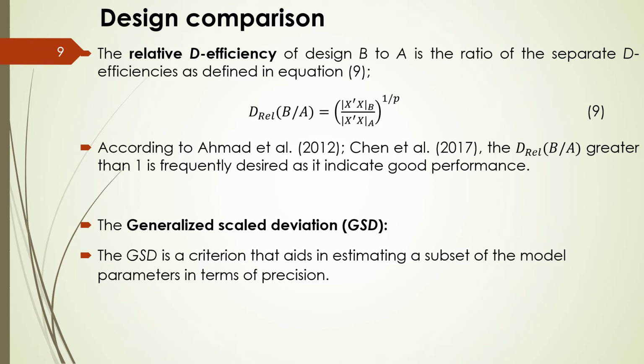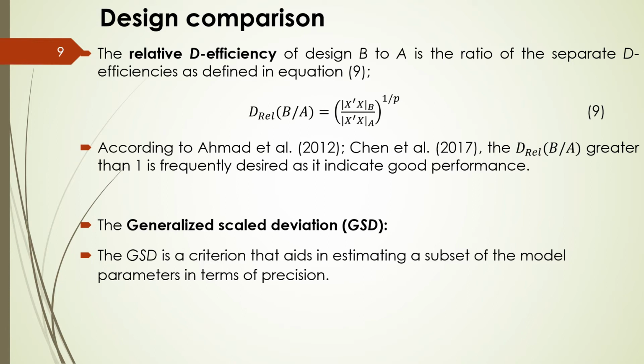is the ratio of the separate D efficiencies as defined in equation 9 by this, where B represents the design with missing value, A represents the design without missing value, and P is the number of parameters under study. According to Ahmad et al. 2012 and Chen et al. 2017, a relative D efficiency of design B to design A greater than 1 is often desired, as it indicates good performance.